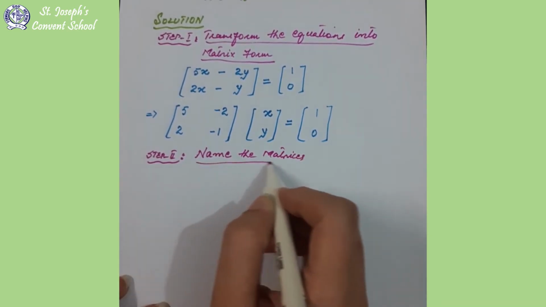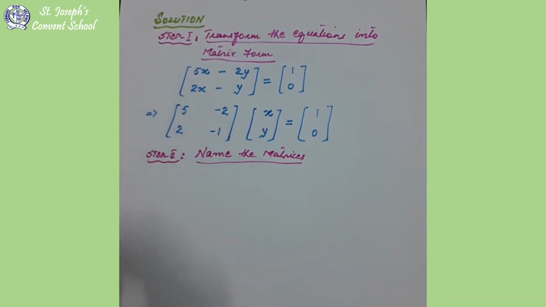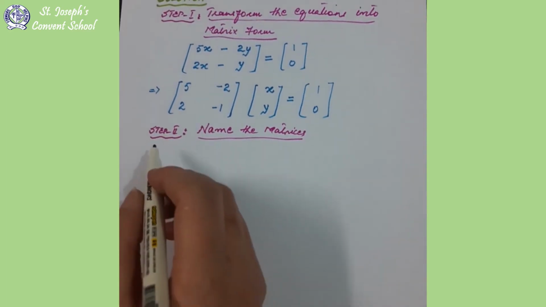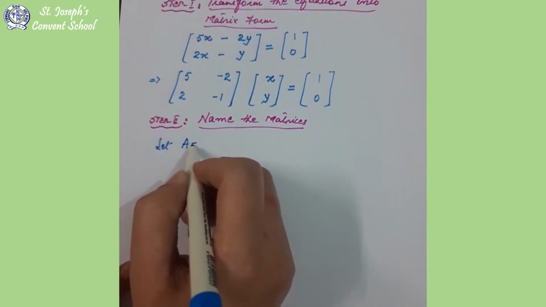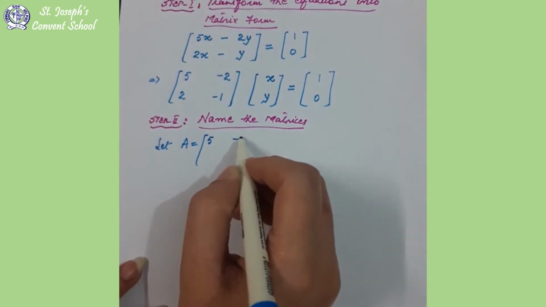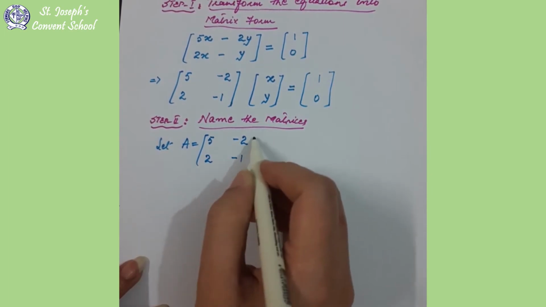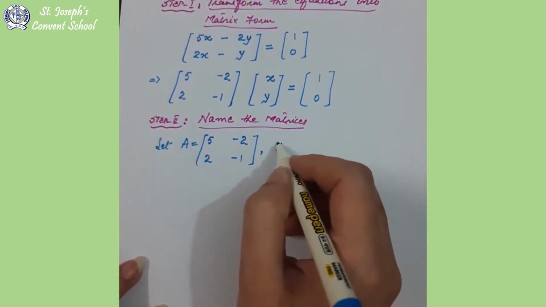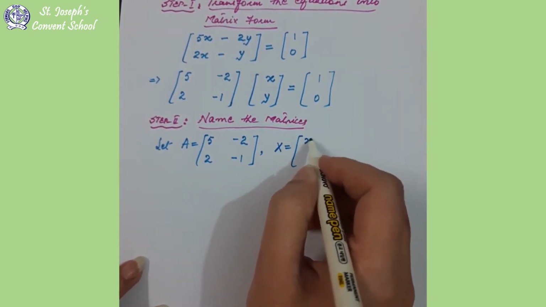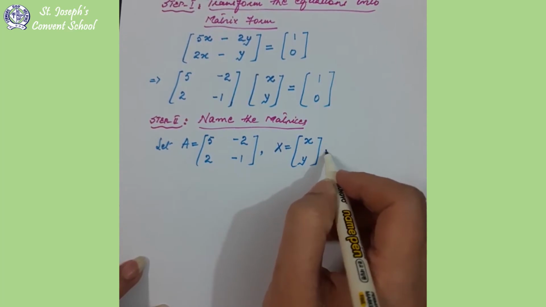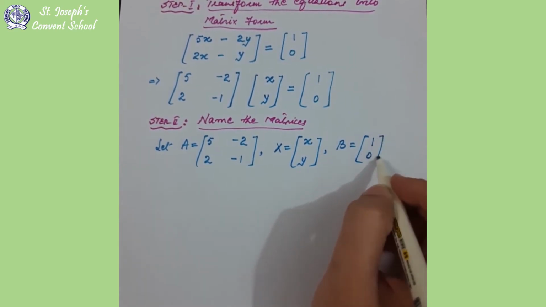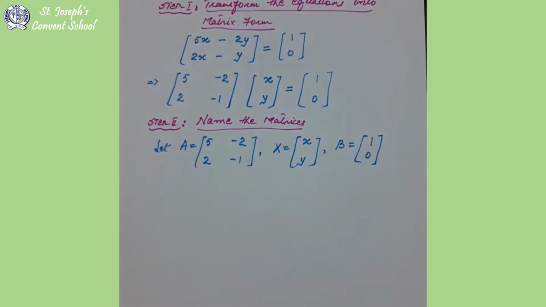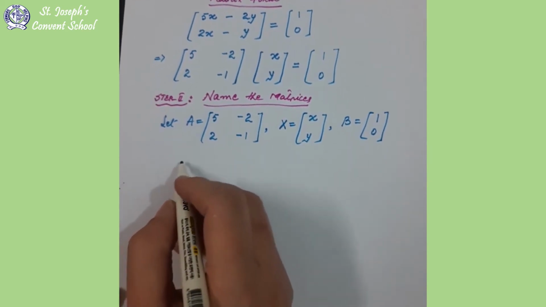You will give the names according to your book. Okay, same, you are going to apply the same formula. Don't change the alphabets. So let A be the first matrix, 5, minus 2, 2, minus 1, and matrix X is the second matrix. Variables are given in which x and y, and the last matrix is B, the constant matrix B, 1, 0. Okay, this is a constant matrix. So we have given them names.